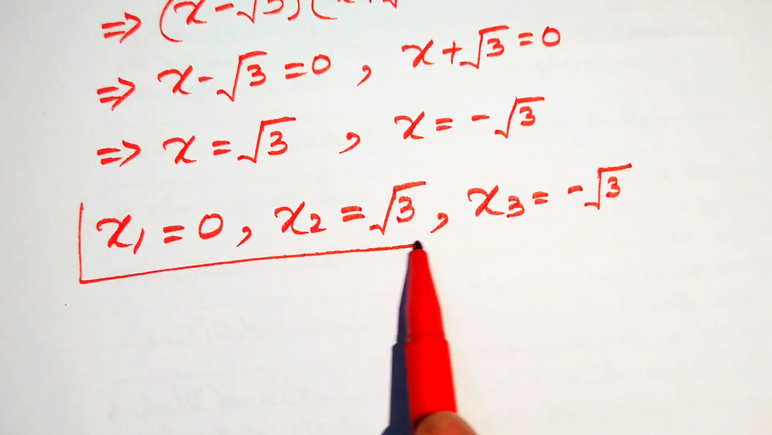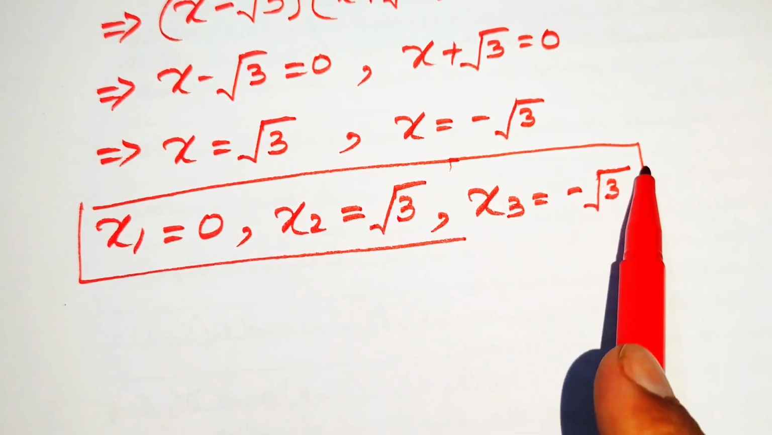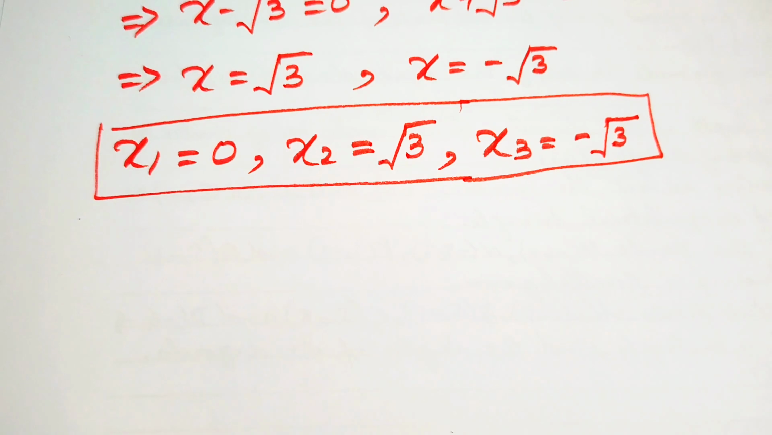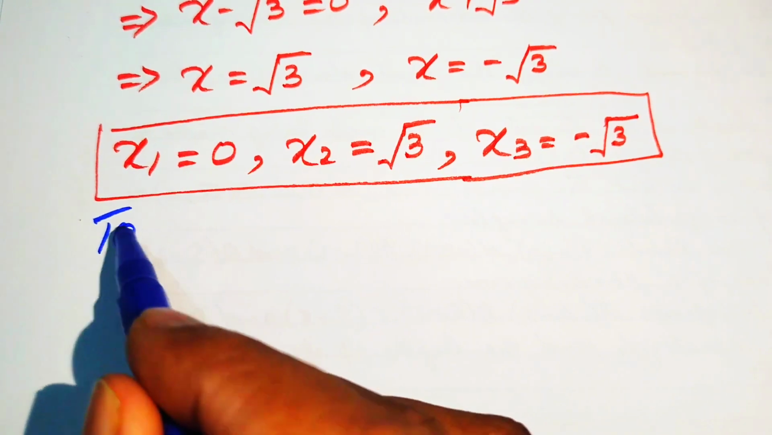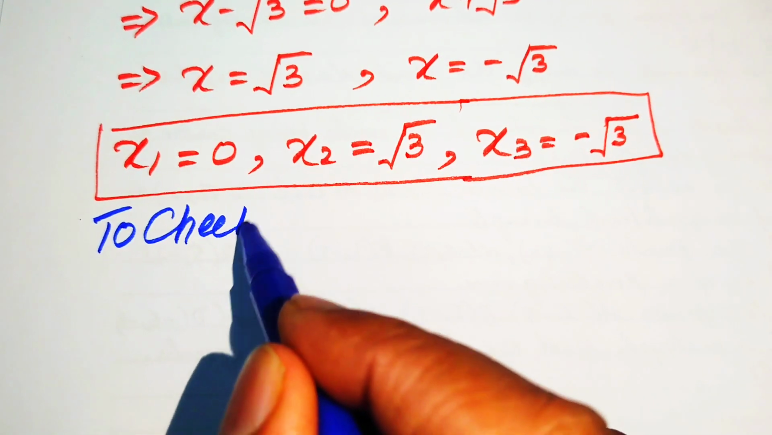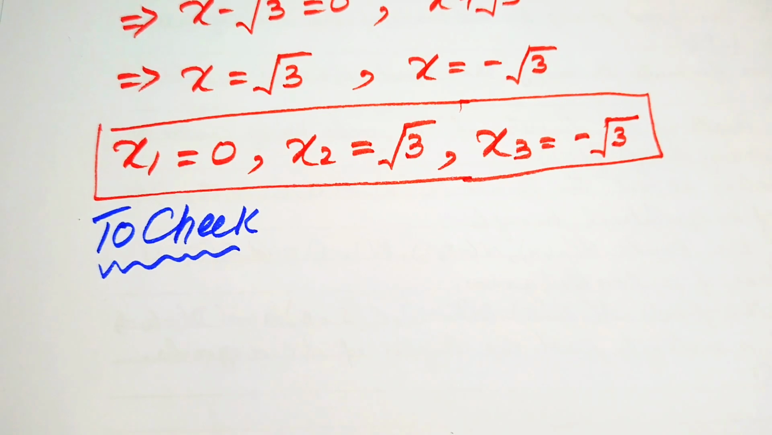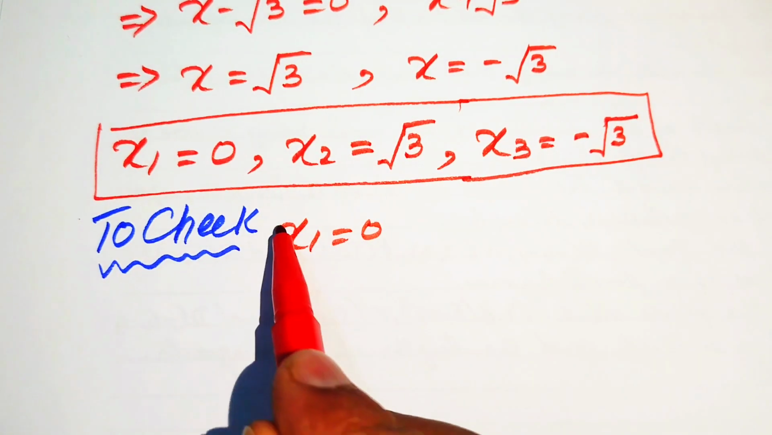So these are the 3 solutions of the given equation, and this is the final answer of this question. So now in the next step, we need to check these roots, to see which of these roots satisfy our given equation. So now we just substitute the value of x1 equals 0 in the given equation.